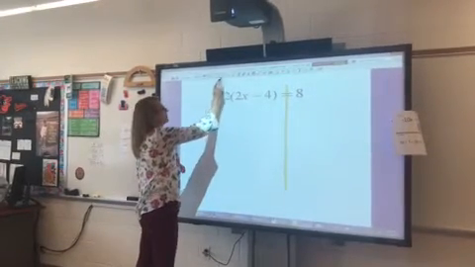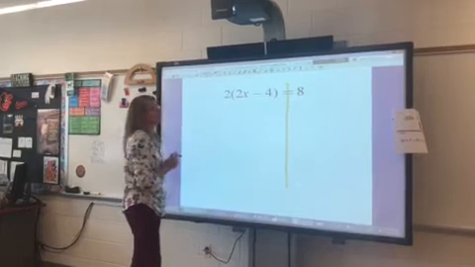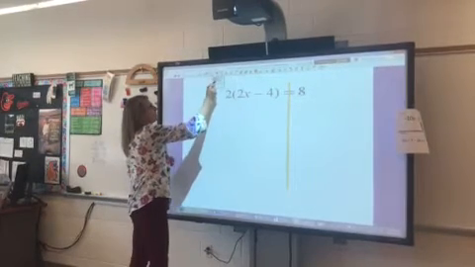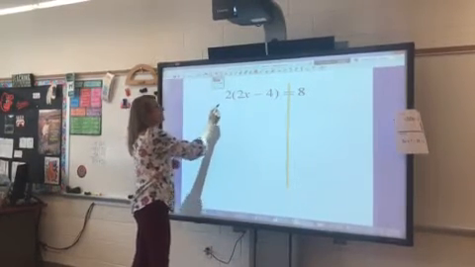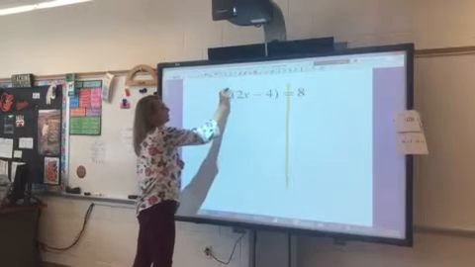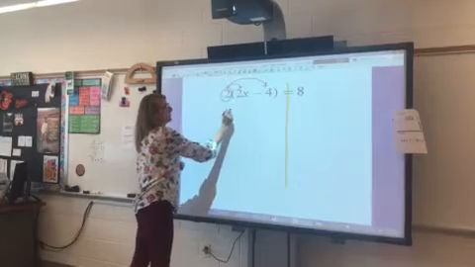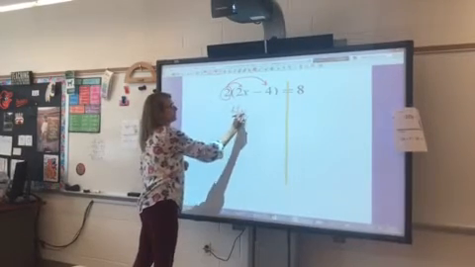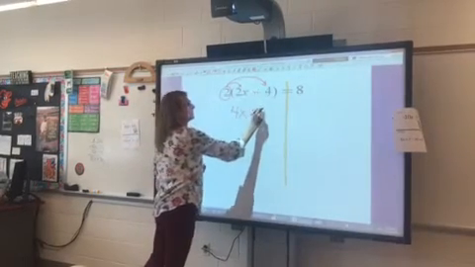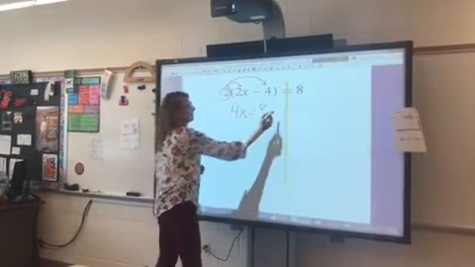When you solve an equation, you're going to be working backwards through that equation. So the first thing we want to do is simplify this, and we're going to do that by getting rid of our parentheses using our distributive property. So I'm going to do 2 times 2x, and I will get 4x, and then 2 times negative 4 will give me a negative 8 here.